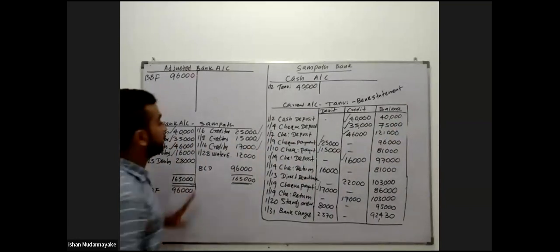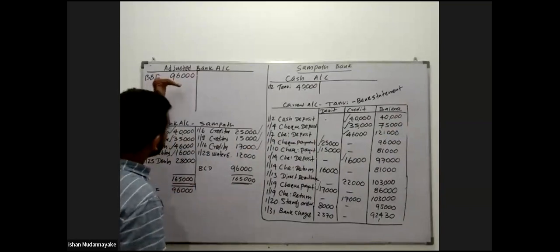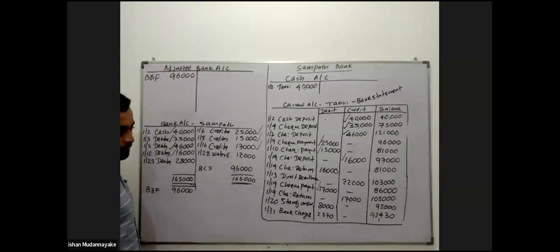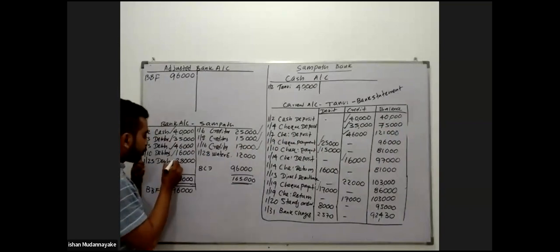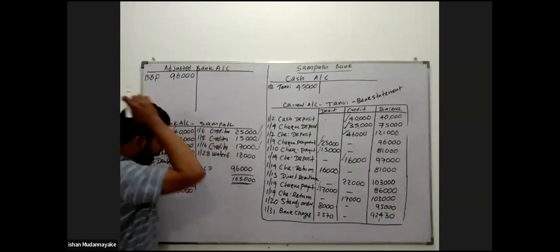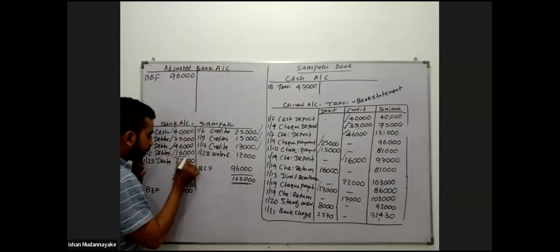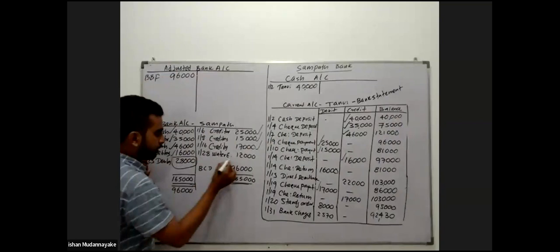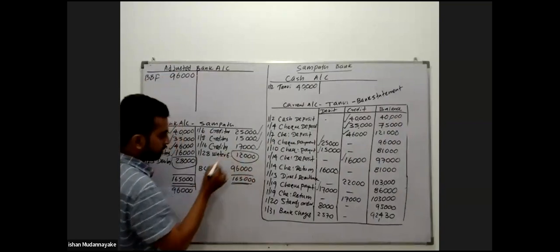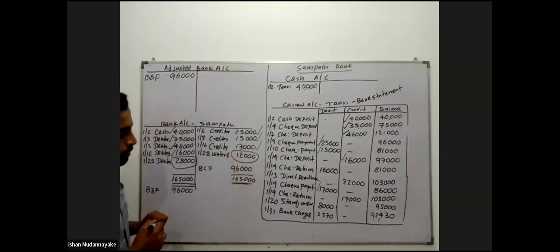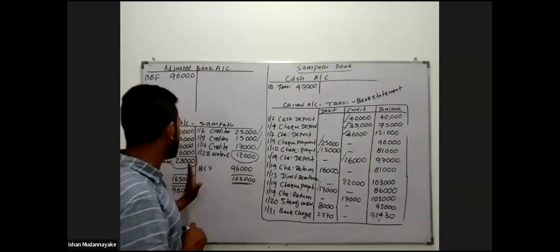Okay, right. Now we need to adjust. Now we need to correct this bank balance. No need to adjust this 28,000 and 12,000. These two checks, no need to adjust in the adjusted bank account. This is not your fault. Okay, no need to adjust these two balances.